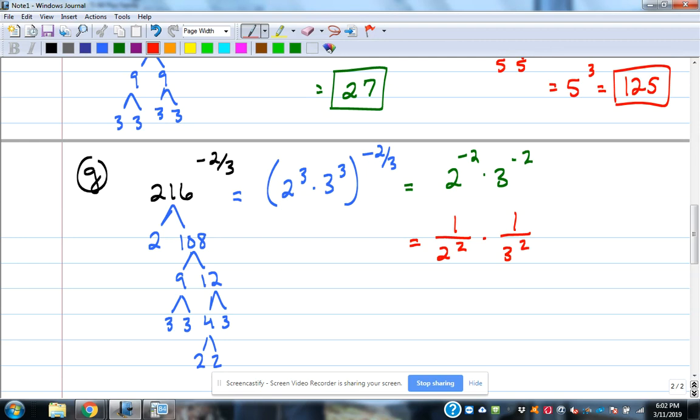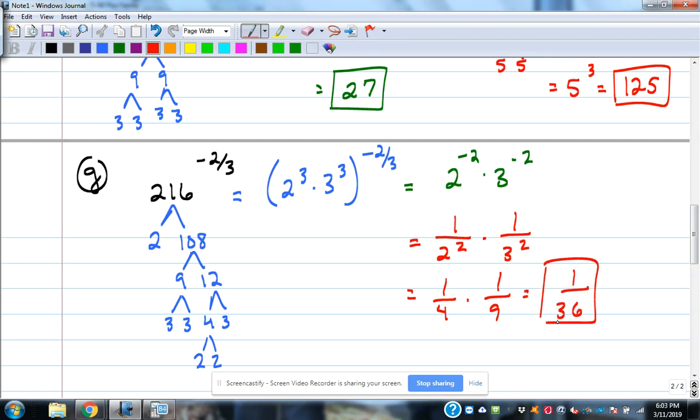If it were negative on the bottom, say you had a fraction in there, if you move it to the top, it becomes positive. So moving from numerator to denominator changes the sign of the exponent. And now we can work these out. What's 2 squared? 4. So that's really just 1/4. 3 squared would be 9, so it's 1/9.